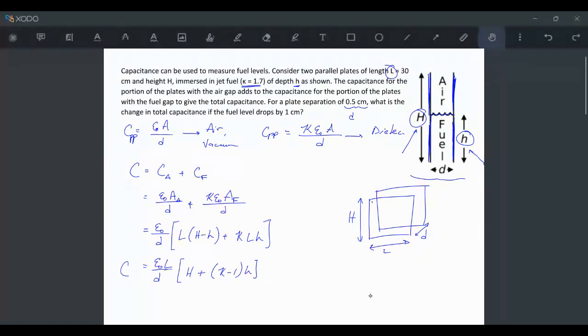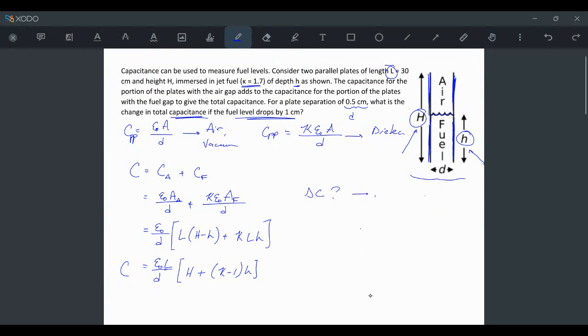It might seem like we're done, but if we revisit what the question was asking, it was asking us to figure out what is the change in capacitance if we have a change in the fuel level. So this change in the fuel level actually means that we want to figure out what delta C is, given that we have some delta H of minus 1 centimeter. So the way that I'm going to do this is a few ways. Some of them are increasingly complex but give simplified answers.